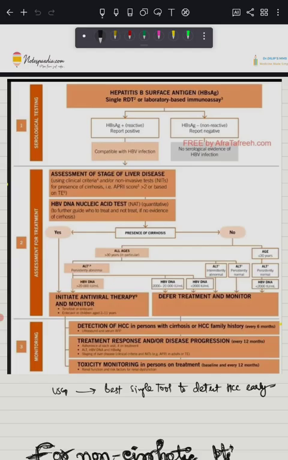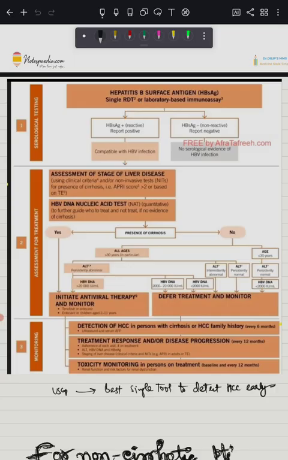Now there can be two possibilities. One is HBsAg comes reactive. In that case, it's confirmed active or chronic HBV infection. So it can be either active or chronic hepatitis B virus infection. But if it comes non-reactive, so there is no serological evidence of infection.